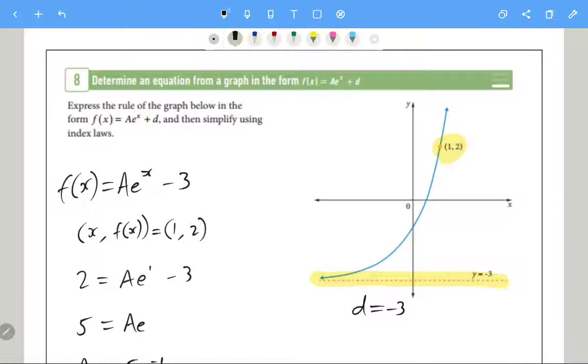And especially if they give you the form of the equation, usually you're just looking for a little bit of substitution, maybe a bit of simultaneous. Alrighty, that's the whole episode.